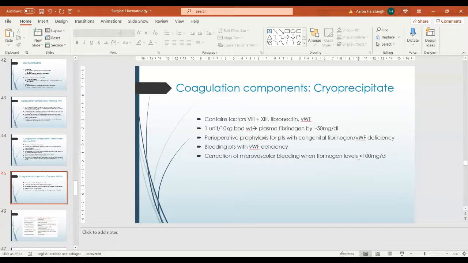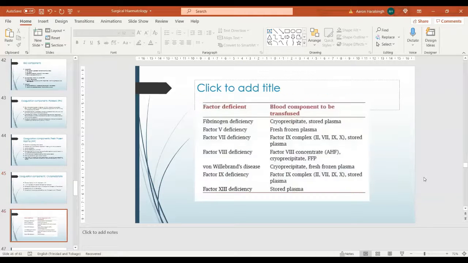And then we have cryoprecipitate. Cryoprecipitate contains factors 8 and 13, fibronectin, von Willebrand factor. It's usually given as 1 unit for 10 kgs of body weight. It's used as perioperative prophylaxis for patients who have a congenital fibrinogen deficiency or von Willebrand factor deficiency, or for patients who have von Willebrand factor deficiency who are bleeding, and also for correction of microvascular bleeding when fibrinogen levels are less than 100.